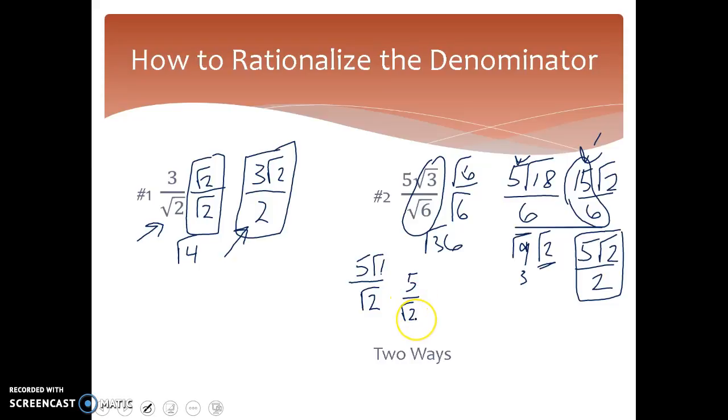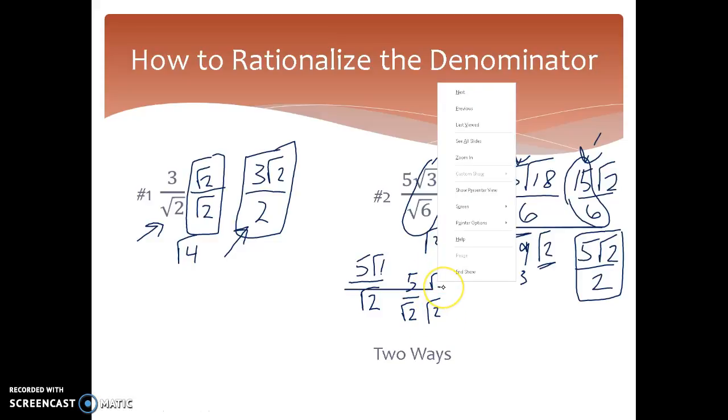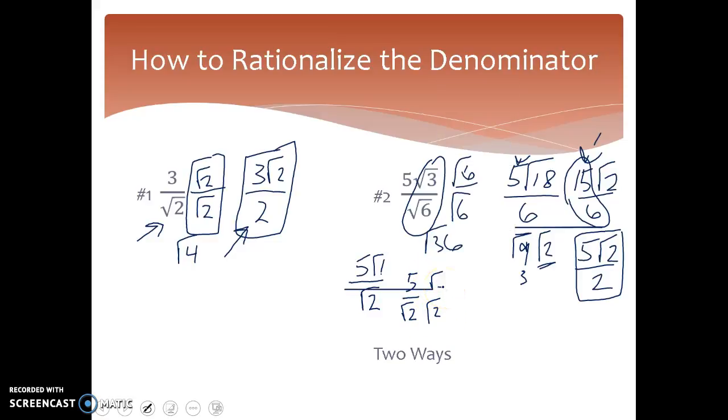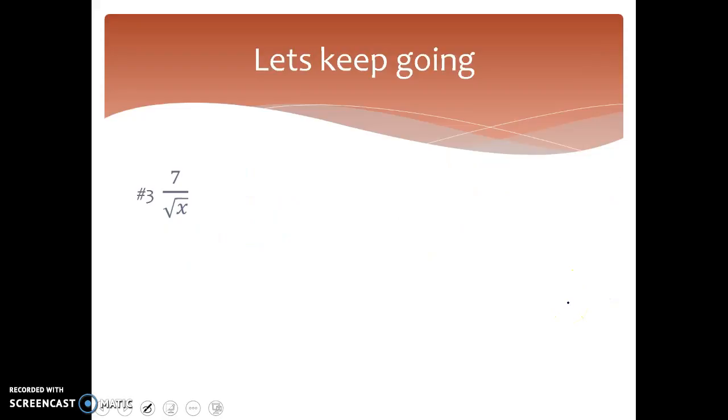Now I still have to rationalize the denominator, so I would multiply the top and the bottom by the square root of 2, and I would get on the numerator 5 times the square root of 2 over the denominator, which is the square root of 2 times the square root of 2, which is the square root of 4, or just 2. And you can see I get the same answer both ways. Let's take a look at another example.